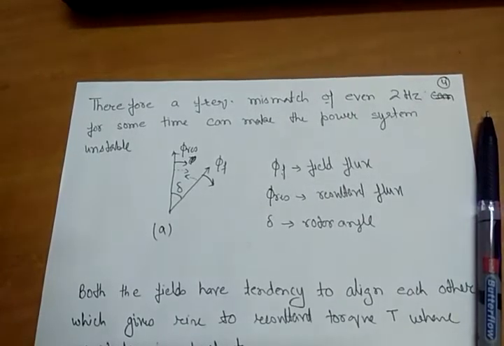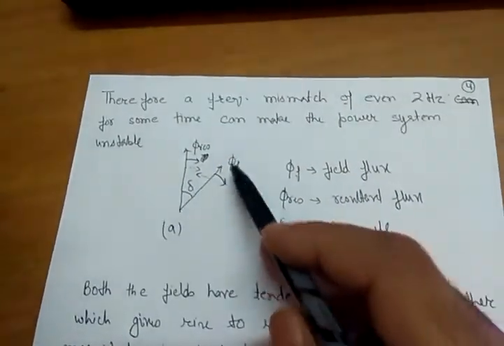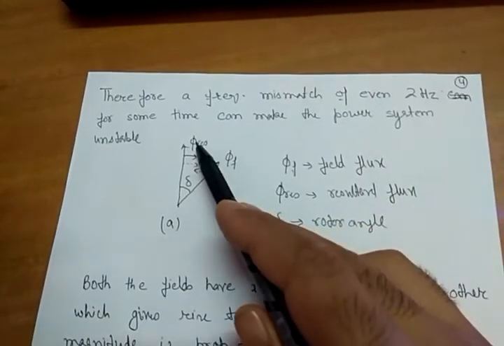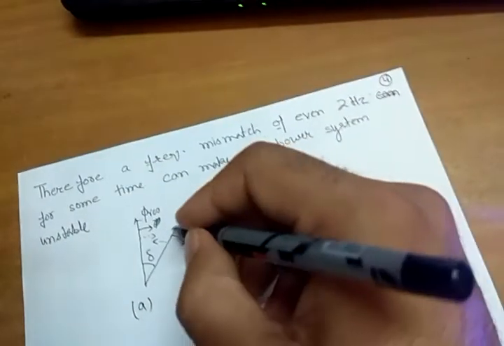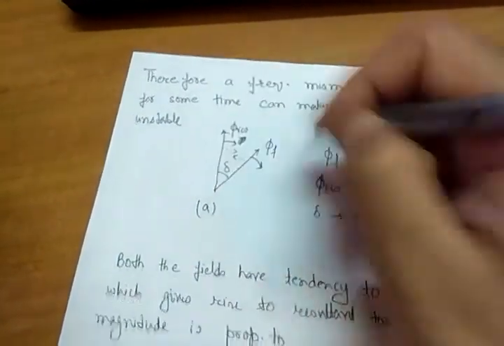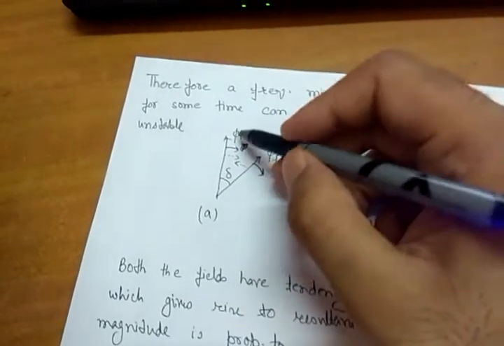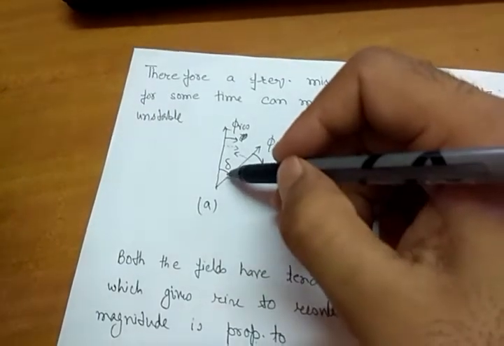So next, I'm showing in this figure here, phi f is the field flux, phi r is the resultant flux, and they both are moving in the clockwise direction. Okay, as long as the speed of both the field fluxes are the same, delta is constant.